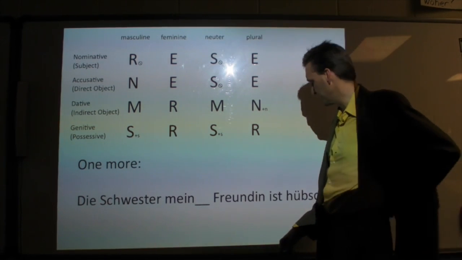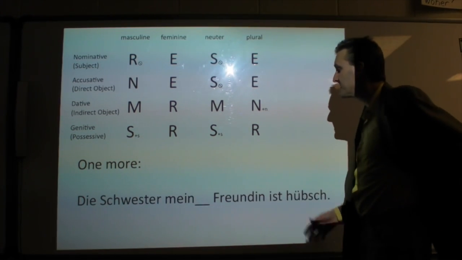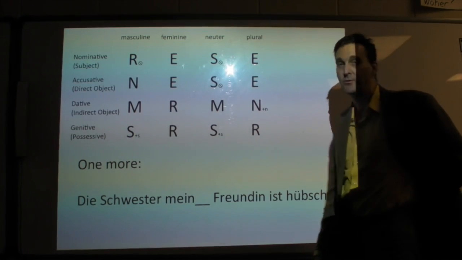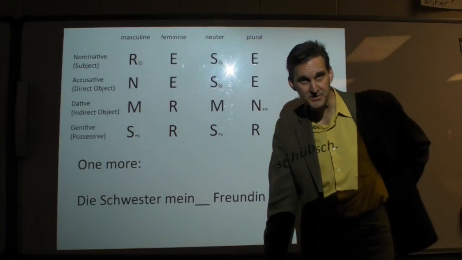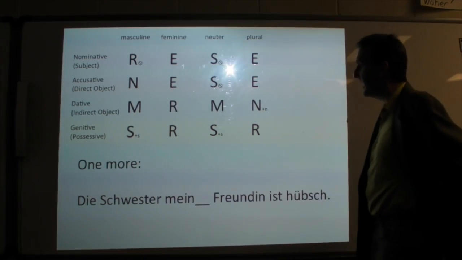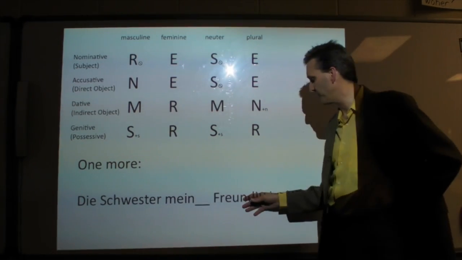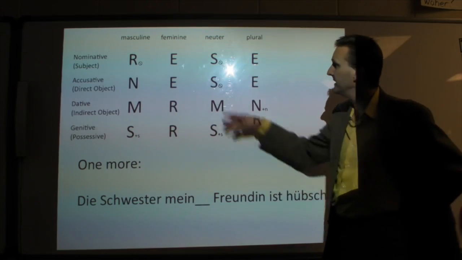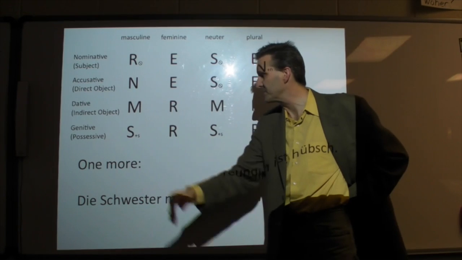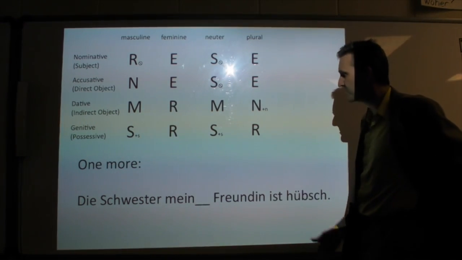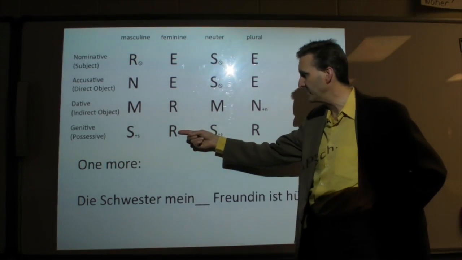Okay, how about this last one? The sister of my girlfriend is pretty. Well, that's an awkward sentence now, isn't it? Okay, so my girlfriend's sister is pretty. How about that? The sister of my girlfriend. Well, girlfriend is feminine, and she's possessing that. She's the possessor of the sister there. So it's the possessive form down here, the genitive.